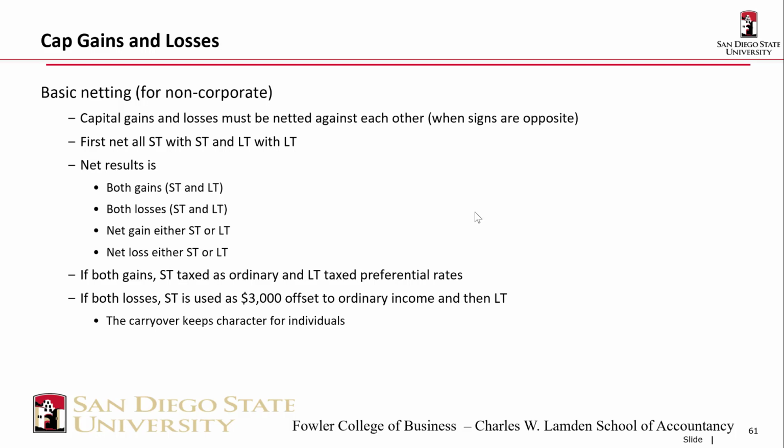So that means if you file as single, you get $3,000. If you file married filing joint, you get $3,000. That's the most you can deduct against your ordinary income. Then you use up short term. If there's any more left over, then you could take long-term losses. Anything you don't use, you carry forward into future years when you hopefully generate capital gains that you can offset.